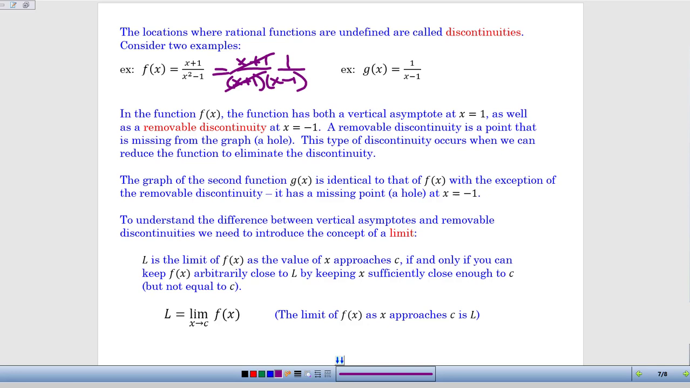And so both of these functions, their graphs will look identical to each other. They will both have a vertical asymptote at positive 1. But the difference is f of x has what's called that removable discontinuity, because if I plug negative 1 into this function here, I get 0 over 0 before we did our reducing. But over here, if I plug in negative 1, I just get negative 1/2 as my output. So that one value is a difference between these two functions.